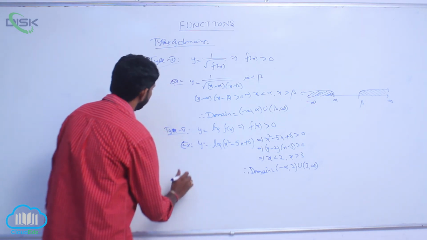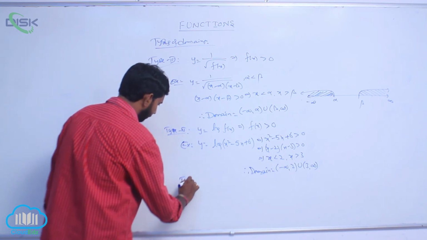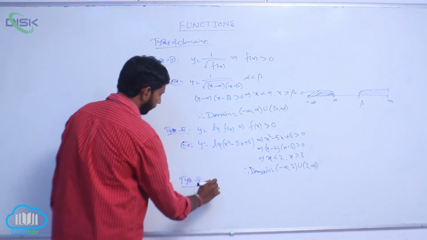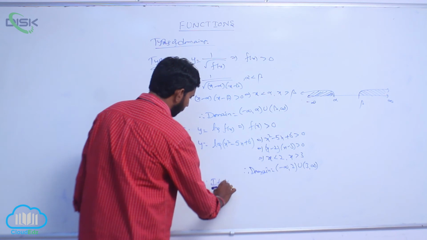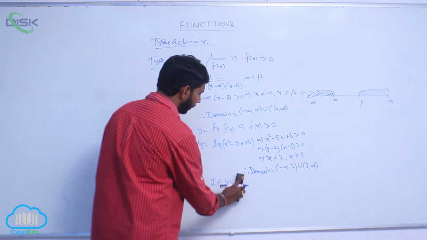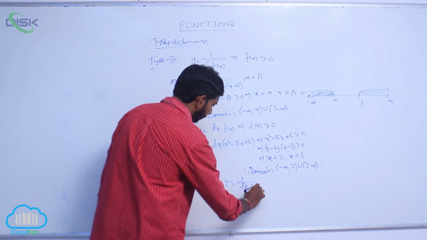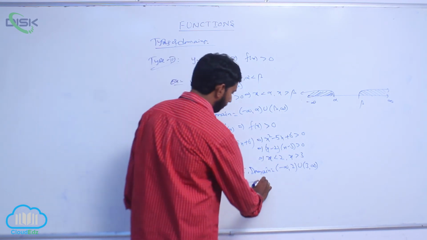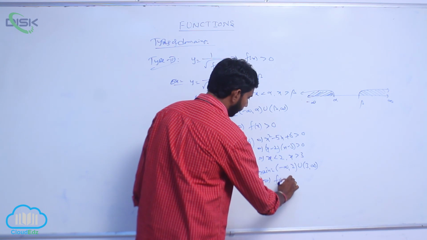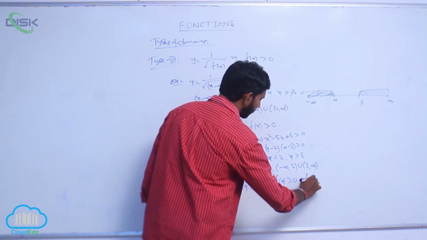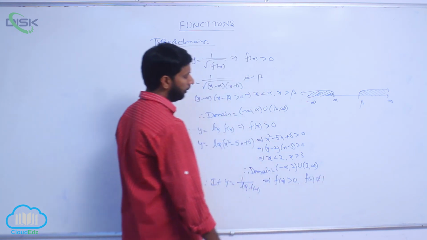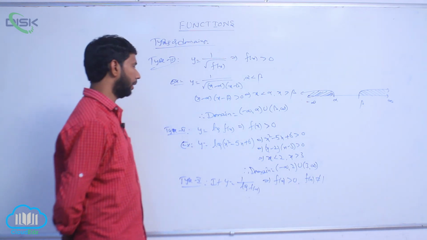Next, type 5. If any function is of the form y is equal to 1 by log f of x, that implies f of x is greater than 0 and f of x not equal to 1.